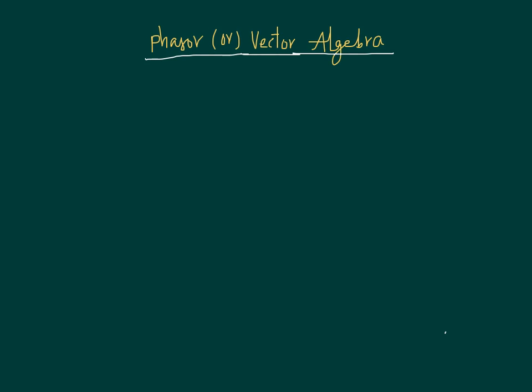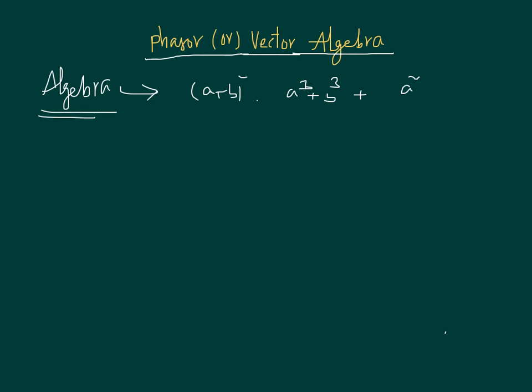Today we will deal with Phasor algebra, or vector algebra. Algebra means algebra, which we are already familiar with. In algebra we will have (a plus b) whole square, a cube plus b cube, and a square minus b square, and all of these come under algebra.